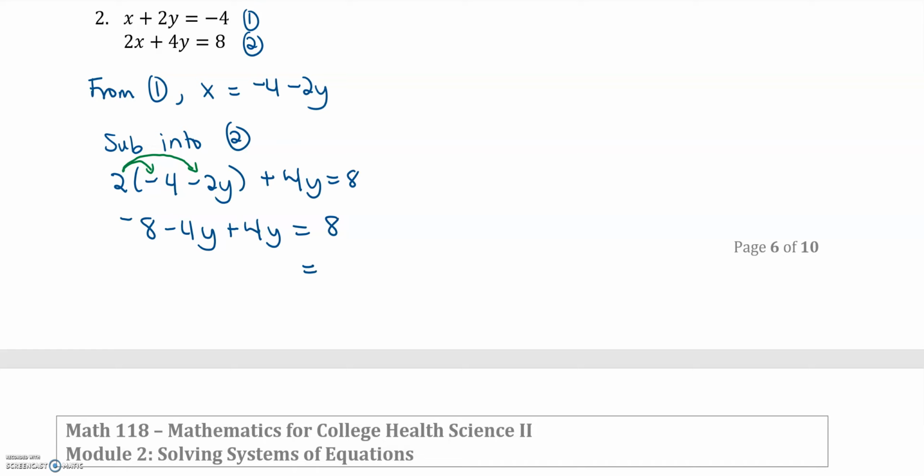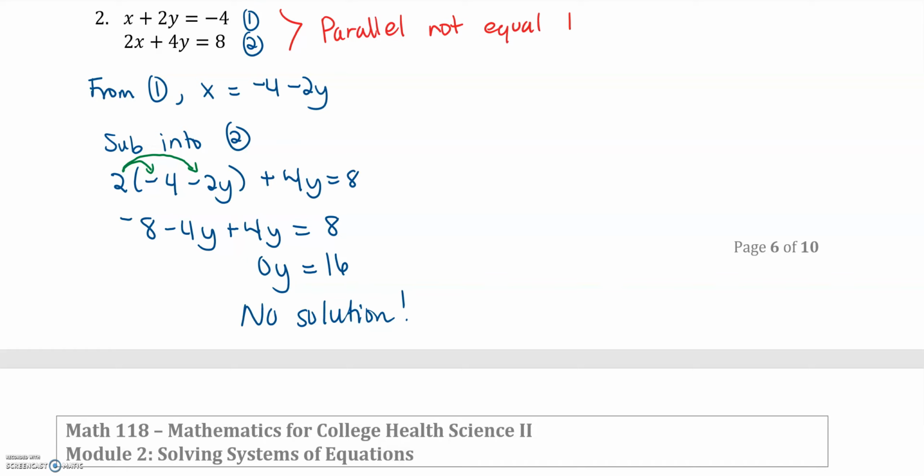And when we solve this equation, grouping like terms, we end up getting that 0y is equal to 16, which actually has no solution. So there's no value of y that will satisfy this. And if we examine our original equations, these equations are of parallel but not equal lines. So they will never intersect and there's no solution.